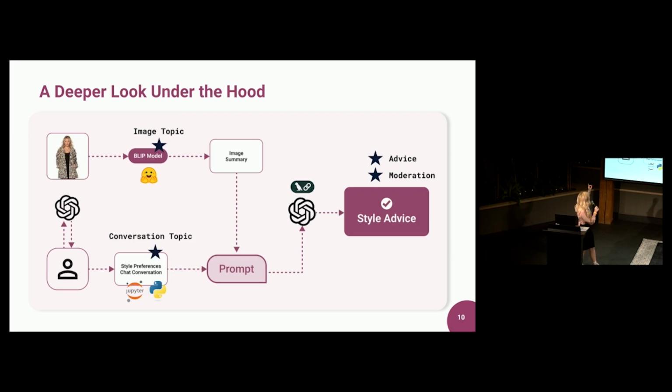So the first step is to transform that image to a text summary that describes the image in an eloquent way that's going to be meaningful in the model. And I downloaded an open source model from Hugging Face, so that is our first open source tool here. So then an image summary is returned. That's going to go into a prompt.